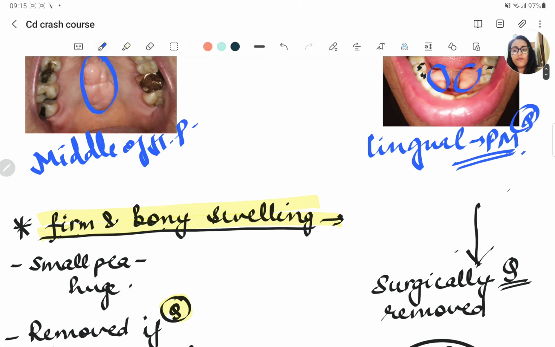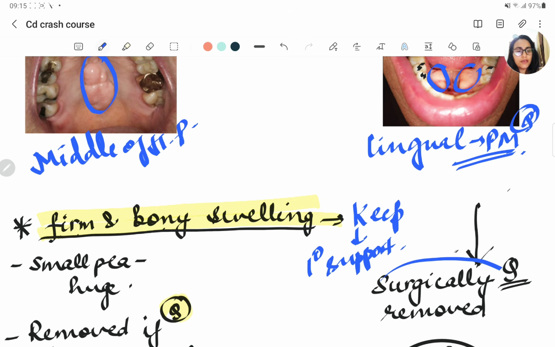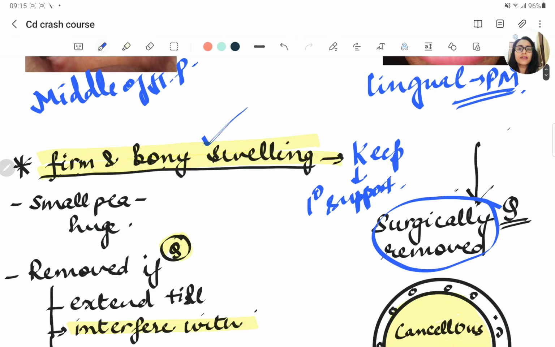Then if there is a firm and bony swelling present in the maxilla, we keep it for primary support. If there is a firm and bony swelling present in the mandible, then we surgically remove it. Generally in the maxilla, we see this swelling from small pea to huge size. In the mandible, you see this swelling from small pea to small hazelnut size.